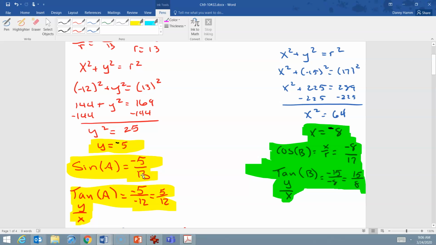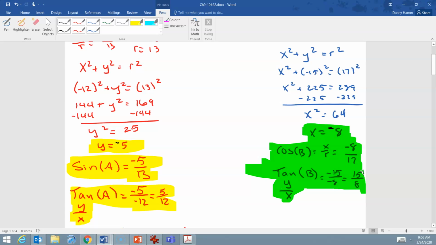And then we use the same information to find our tangent. So tangent, if you remember, is y over x, so we're just going to use those values. So our values are negative 5 and negative 12, and that simplifies to 5 over 12. And then for tangent of B, we're going to use those same x and y values, and we have negative 15 over negative 8, which also reduces to 15 over 8.